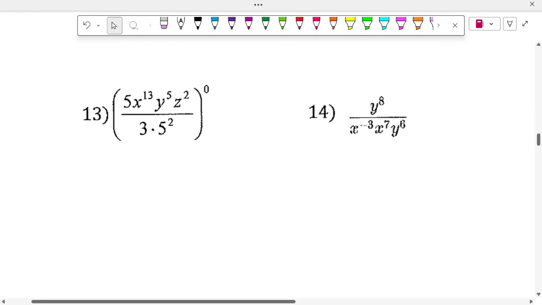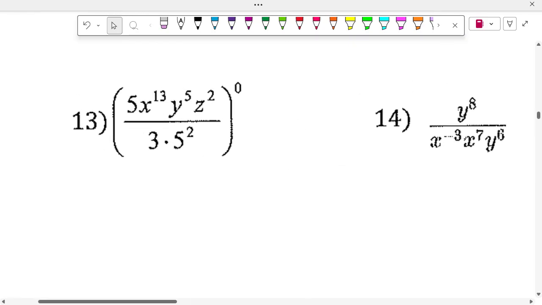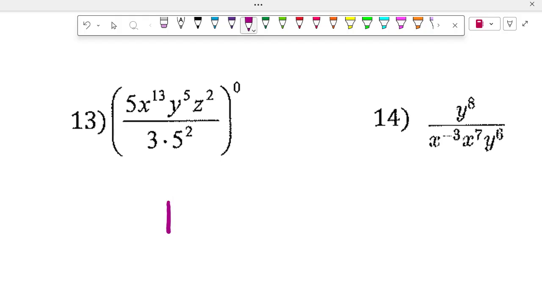Now, 13. Oh, that just looks terrible, except this is the easiest one you'll ever do. It's 1. You don't have to bother simplifying that because it's all raised to what power? That's a big, fat 1. Don't you just love ones that are like that? You don't have to bother.